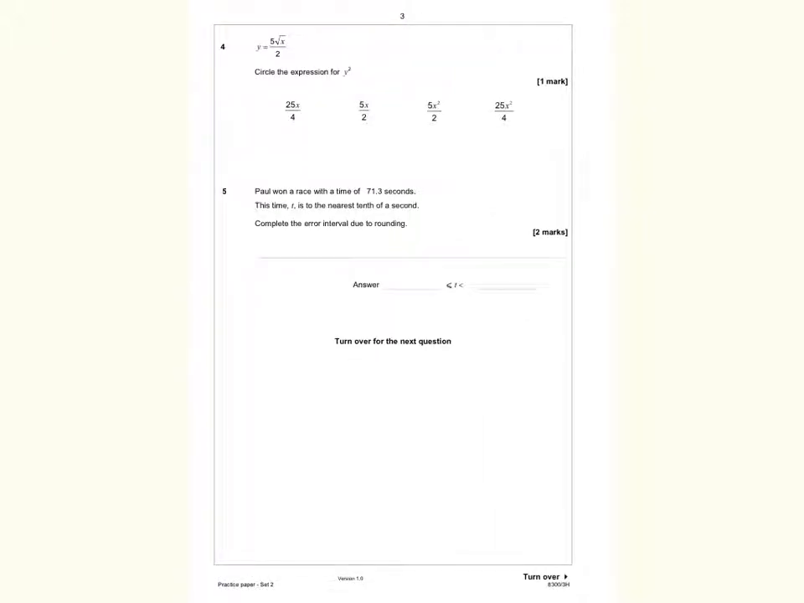Okay, so question number 4, we have y equals an expression here. Circle the expression for y squared. So if I was to square y, I square everything on this side. I'm actually going to write that out. So if I have 5 times square root of x over 2, and I square that, well, that's the same as saying 5 square root of x over 2 times another 5 square root of x over 2. Now I can see that my denominator is going to be 4.